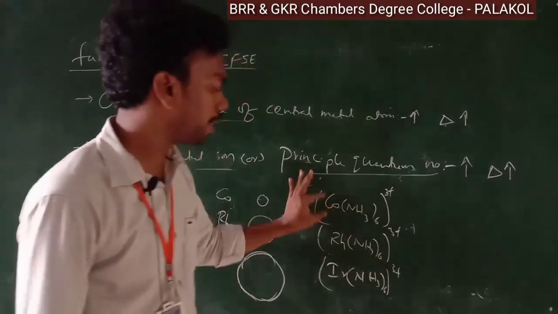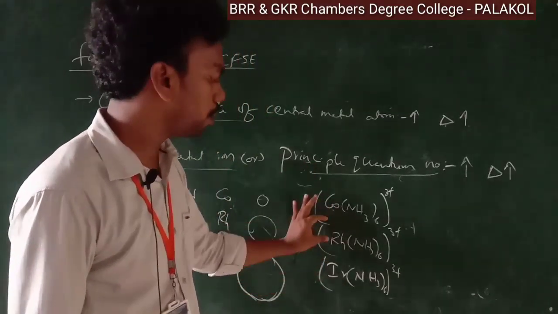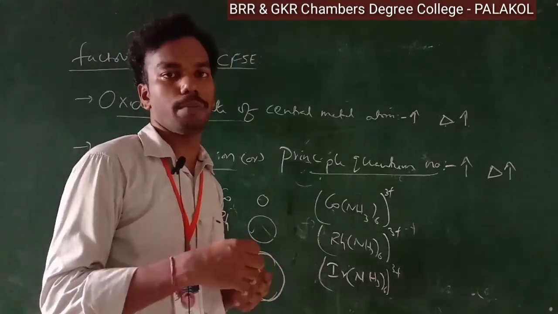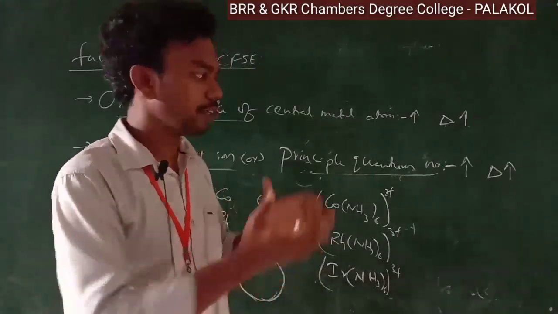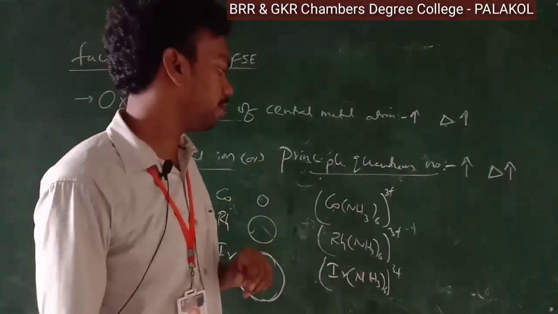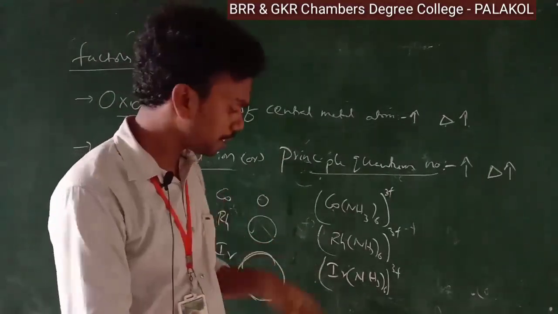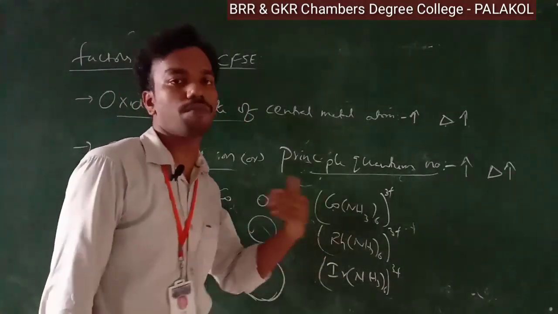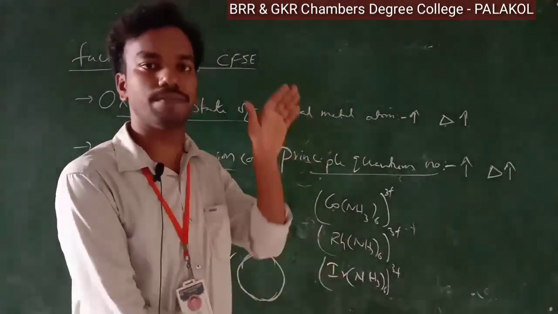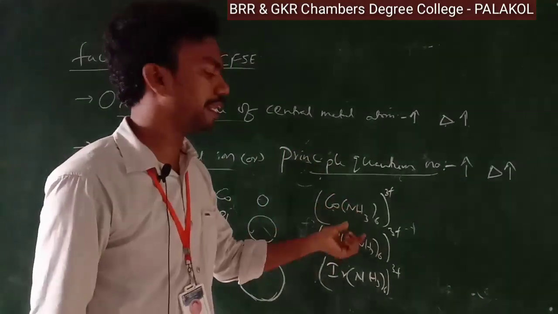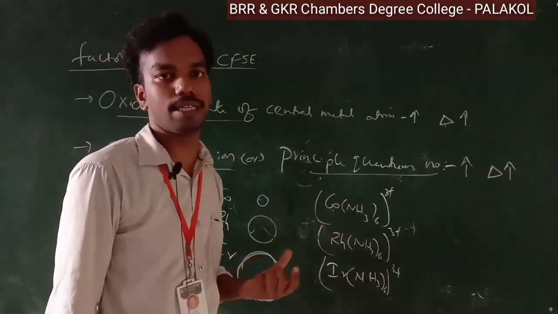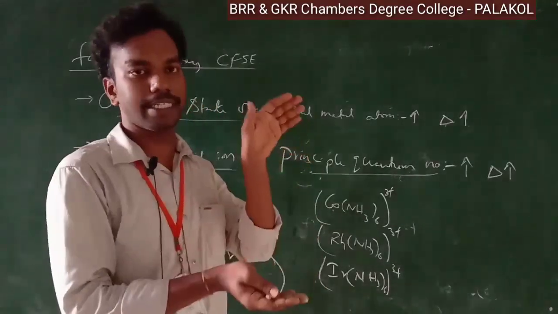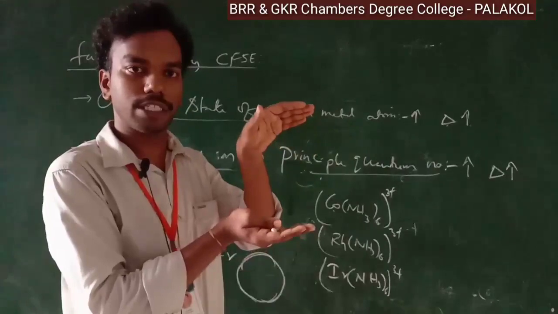But the difference here is cobalt, rhodium and iridium. The size increases, and as size increases, the repulsion between metal d orbitals and the ligands increases, so the energy gap increases. One more thing you have to remember: 4d and 5d metal atoms always form strong field complexes. They always have higher CFSE, whether it is a weak field ligand or a strong field ligand. In the 3d series, if the ligand is a strong field ligand, the crystal field stabilization energy increases. If the ligand is a weak field ligand, it decreases.